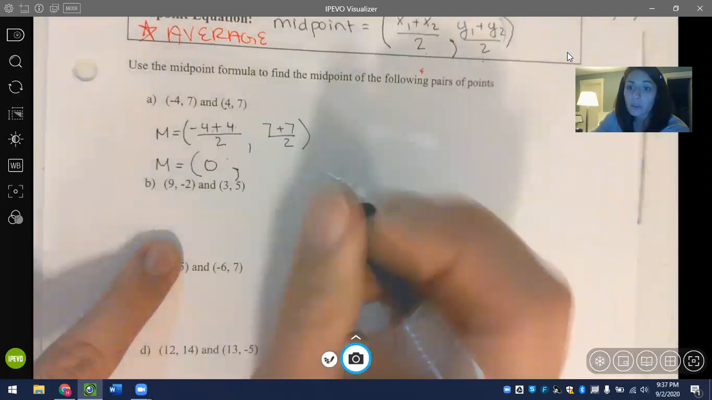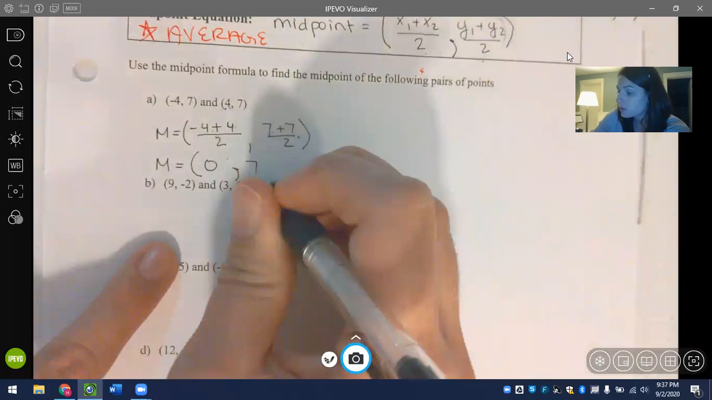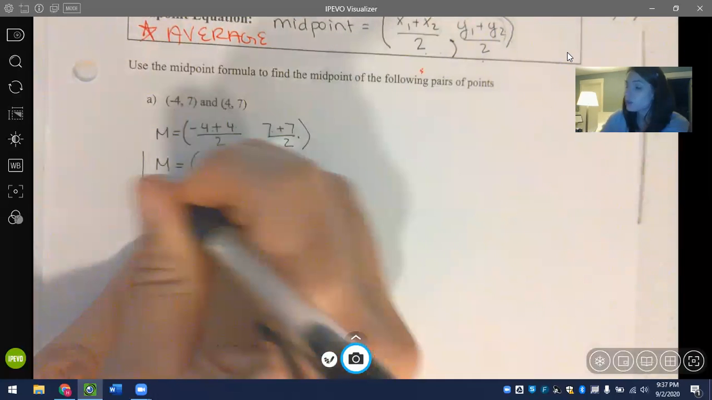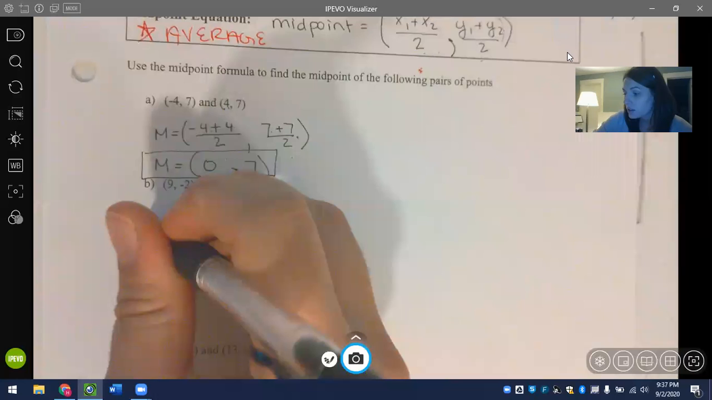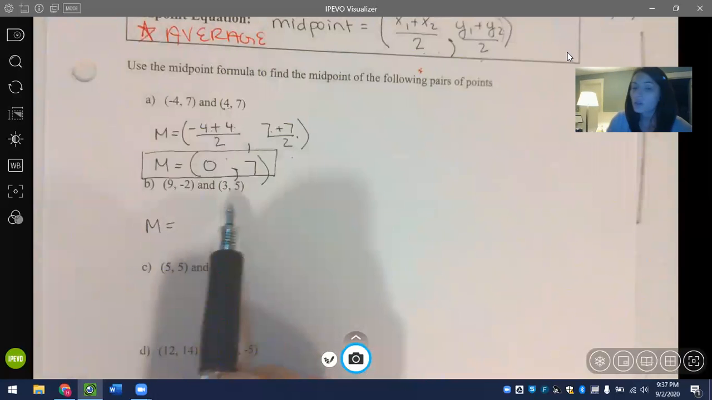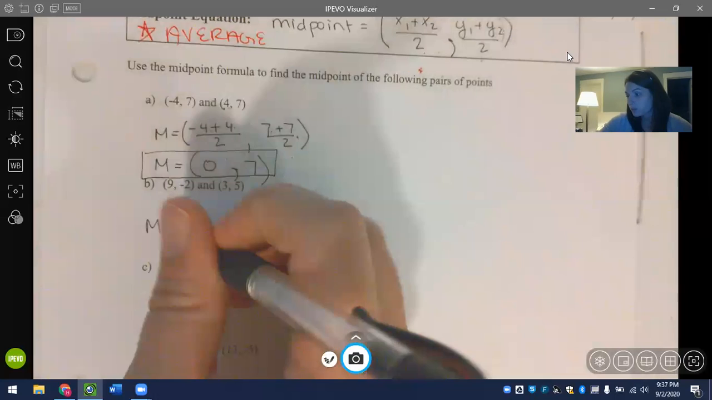7 plus 7 is 14, divided by 2 is 7. Okay, the middle of those 2 points brings me to 0, 7. If I just totally skip over that formula, I can still do this. If I think of 9 and 3, and I go, okay, what number is in the middle of 9 and 3? Well, that would be 6.